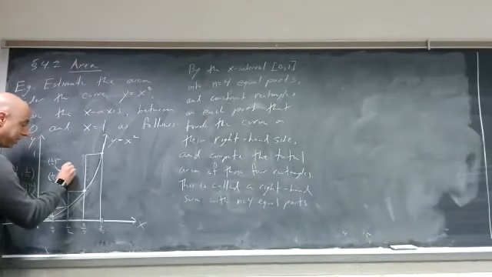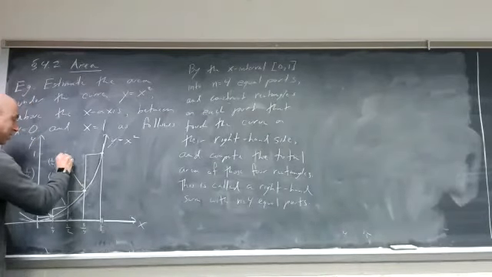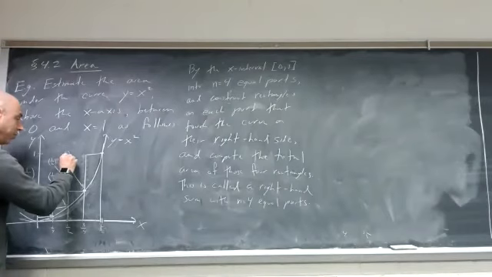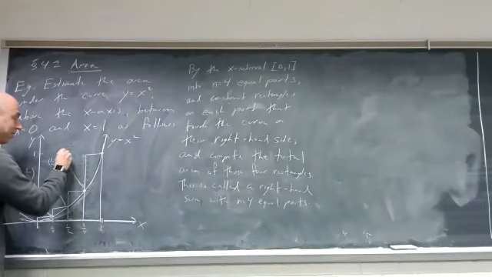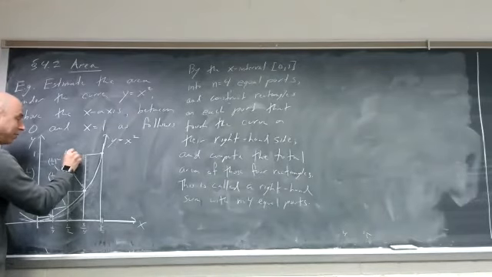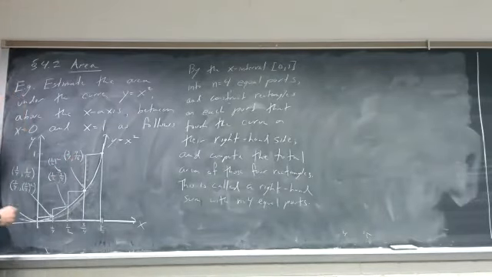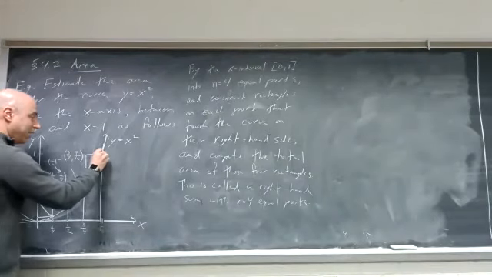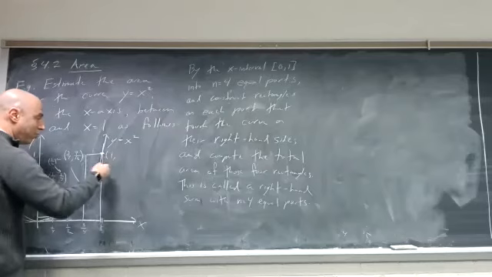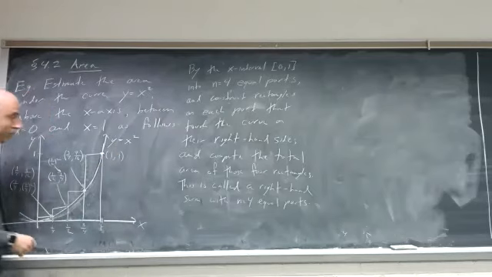This third point, its x coordinate is 3/4. Its y coordinate is going to be 3/4 squared. So to square 3/4, you square the top, square the bottom, put one over the other. And this last point, its x coordinate is 1, its y coordinate is going to be 1 squared, which is also 1.